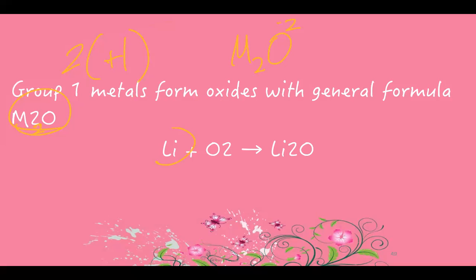So for example, lithium metal will react with oxygen to form lithium oxide. Again, you have to get the formula correct. Lithium oxide, lithium is +1, oxygen -2, so it's Li2O.